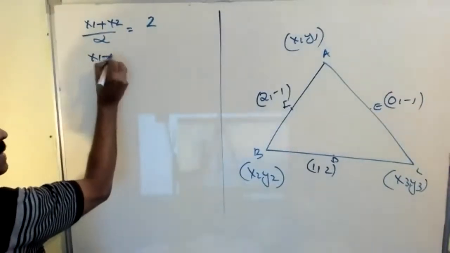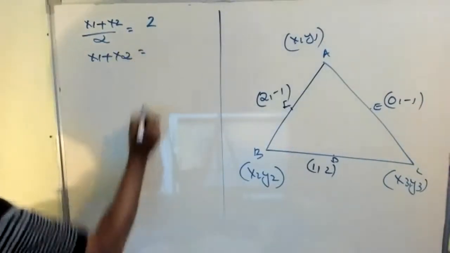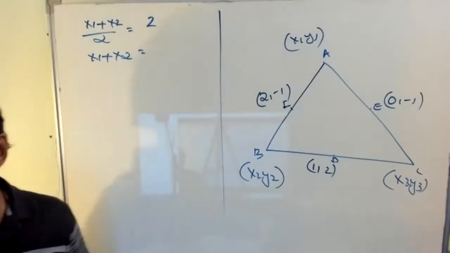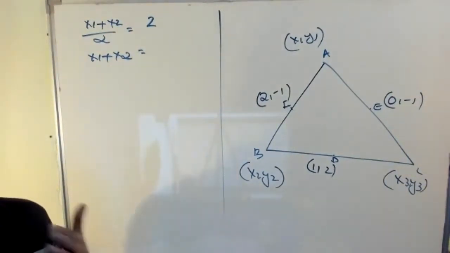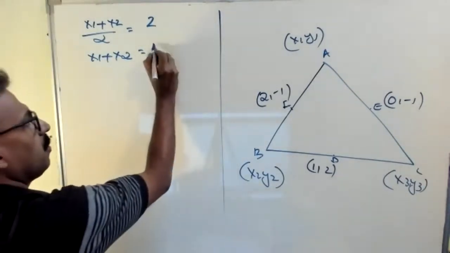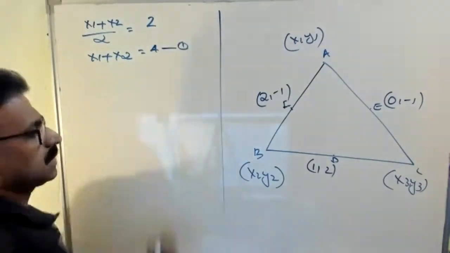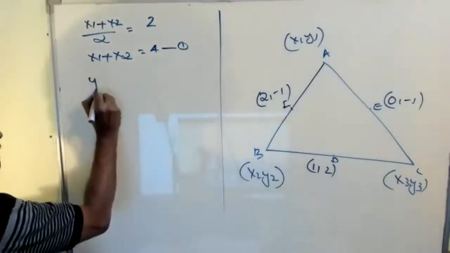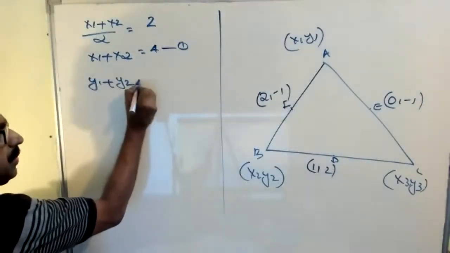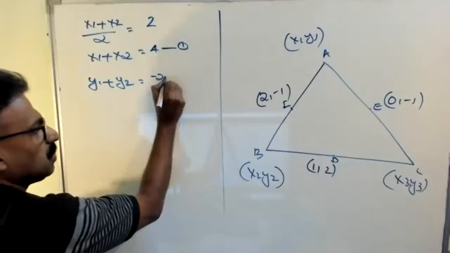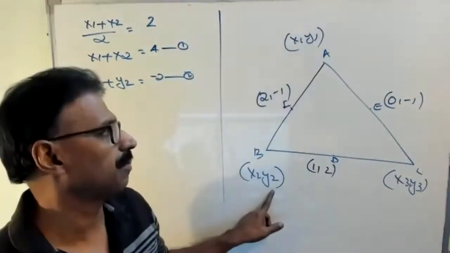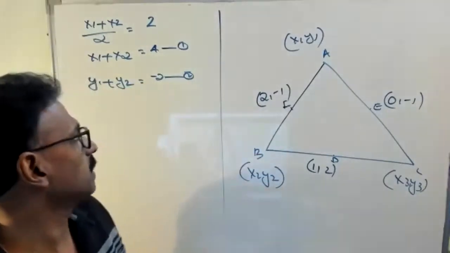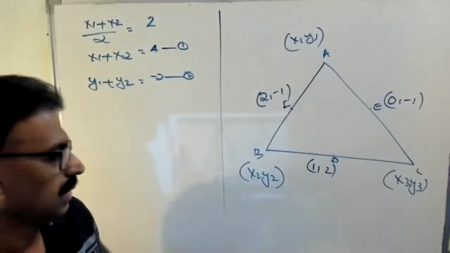Therefore, x1 plus x2 how much? x1 plus x2 by 2 equal to 2. What about x1 plus x2? 4 equal to 4. Call it number 1. Similarly, y1 plus y2 equal to minus 2. Number 2. Correct or no? y1 plus y2 by 2 equal to minus 1. So y1 plus y2 equal to minus 2.